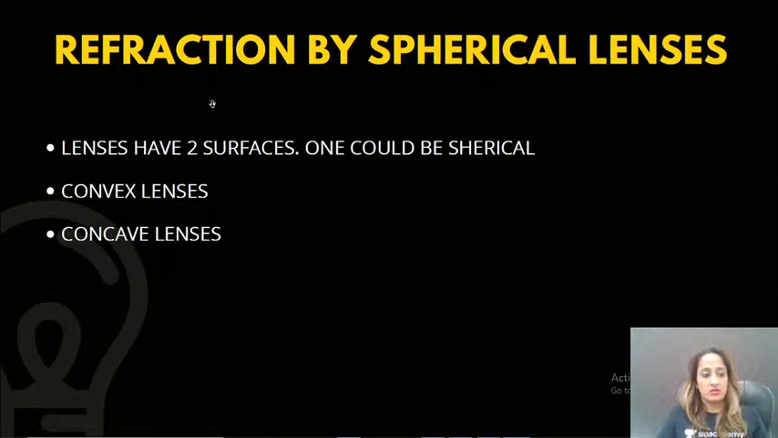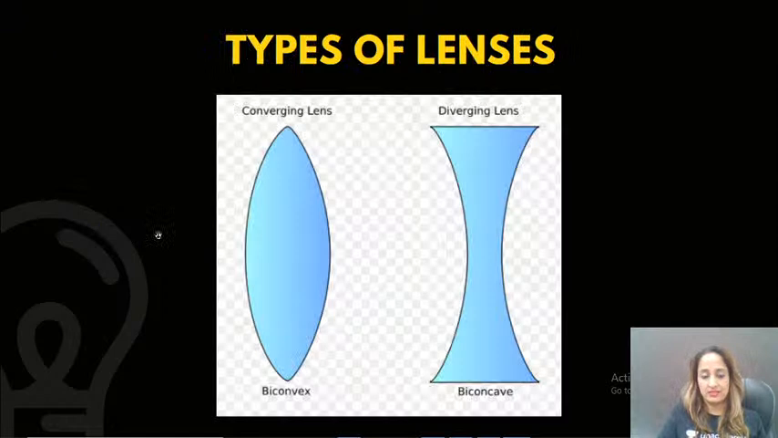So refraction, when we talk about refraction by spherical lenses, so we know that lenses have two surfaces. So one could be spherical, the convex lenses and concave lenses. Here are the examples. Okay, so these type of lenses.